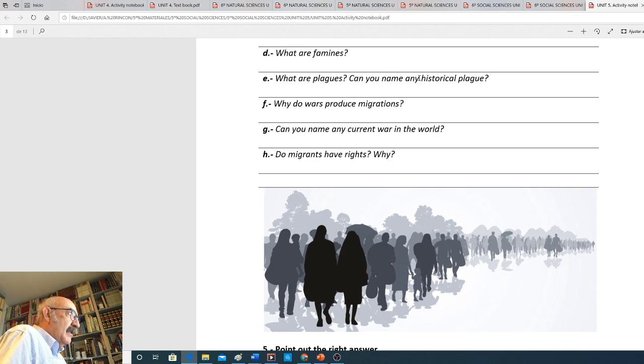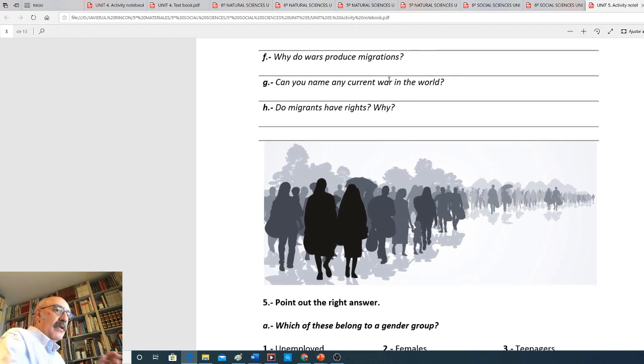Can you name any historical plague? Maybe we are now inside a plague. Okay? COVID-19 is a plague, but historically, many of them, especially at the end of the Middle Ages. At the end of the Middle Ages, there was a plague that was called the Black Death, muerte negra, la peste negra in Spanish. Very good. Why do wars produce migrations? Why?